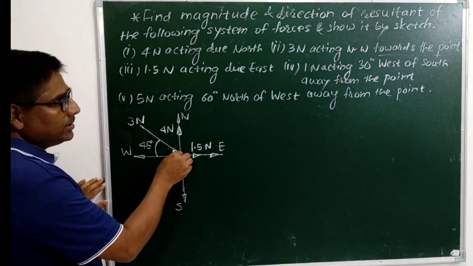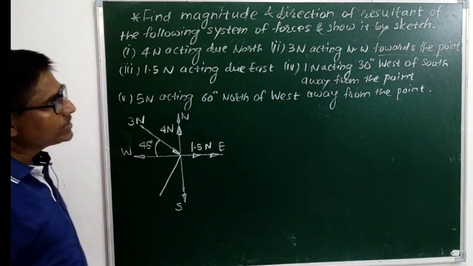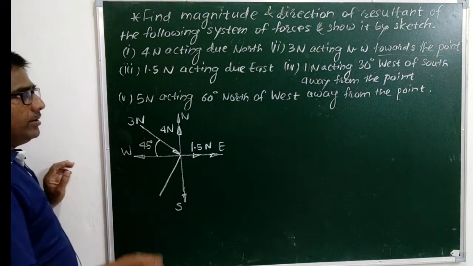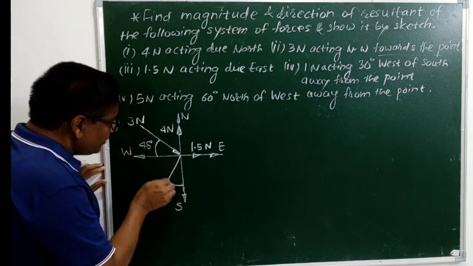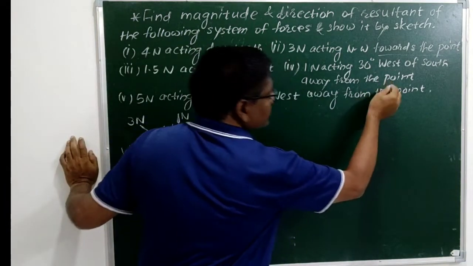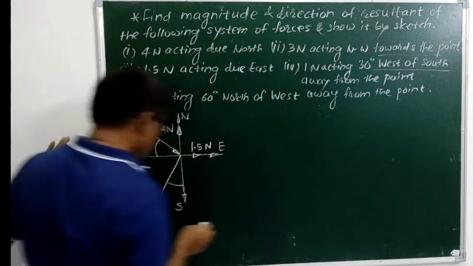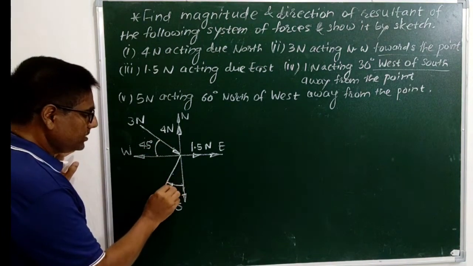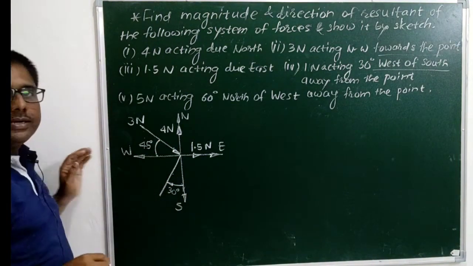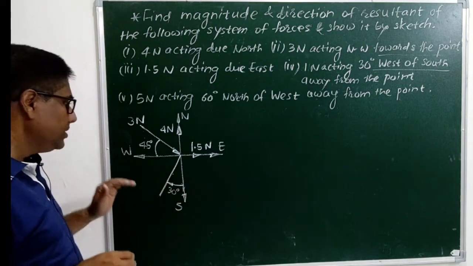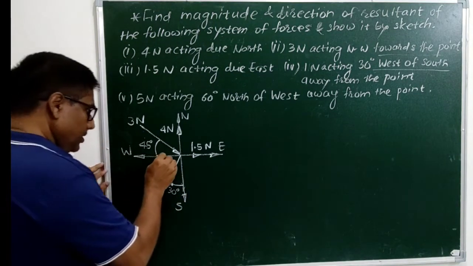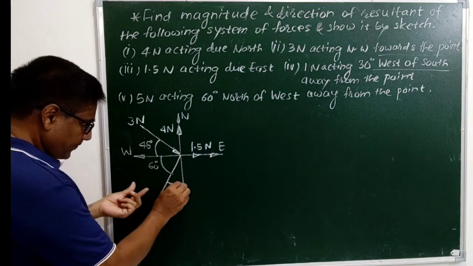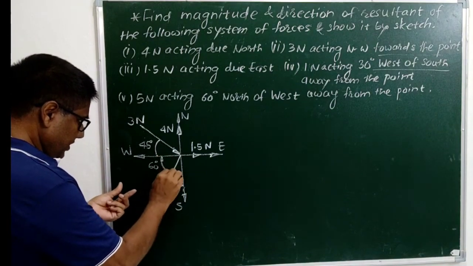It is acting 30 degree west of south, means we have to move from south to west, west of south. See, try to understand this. West of south means we have to move from south to west. This angle is 30 degree, but it's better to take all the acute angles with x-axis for our convenience. This angle is 60 degree, as this is 30, this will be 60 degree.